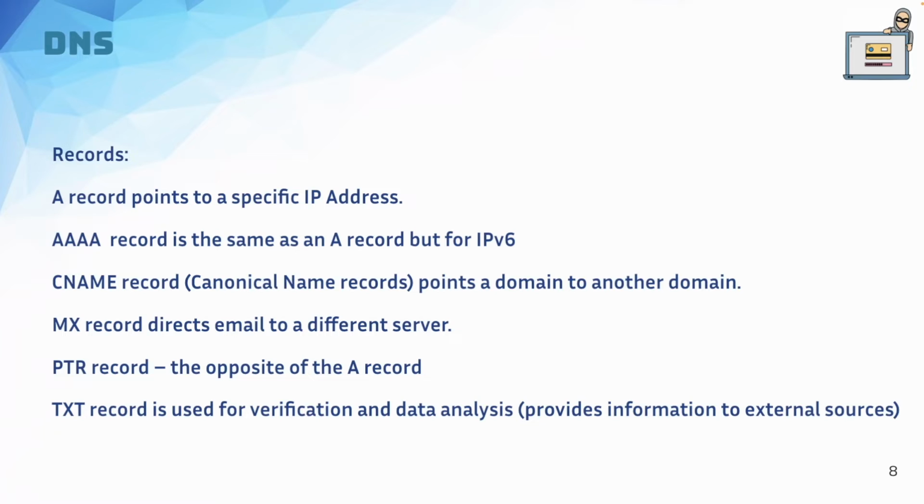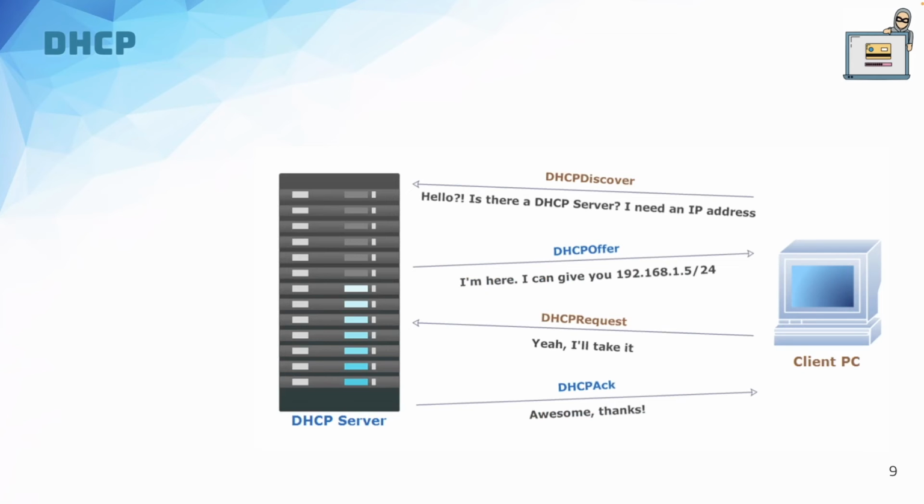PTR records are the opposite of A records in this case, where A records point to a specific IP address. This is going to be an IP address pointing to a domain name, so the reverse basically. TXT records are also a possibility, and they're used for verification and data analysis. They provide information to external sources.